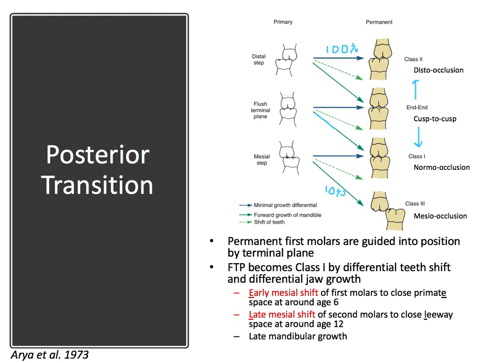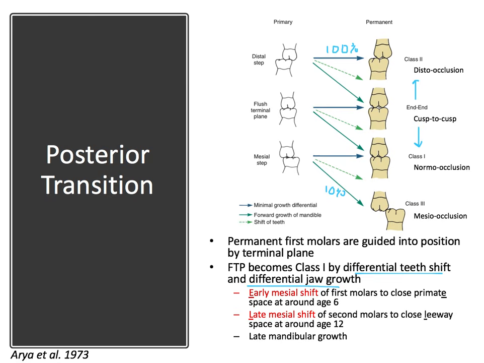But how about this arrow here? How do we get from flush terminal plane to class 1 or mesial step to class 3? How does that really happen? Well, there are really two different reasons. There's differential jaw growth and differential shift of teeth. So now we have to go down here. How do we get from flush terminal plane to class 1? Differential teeth shift and differential jaw growth.